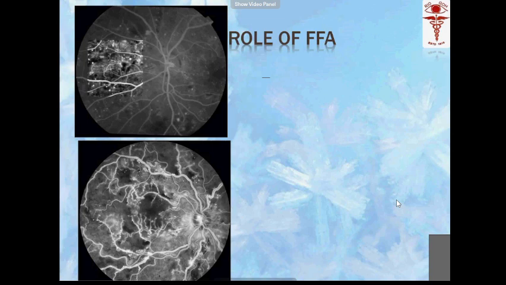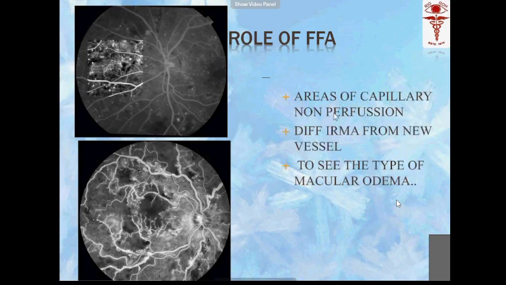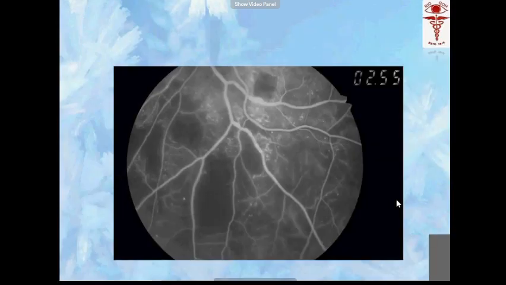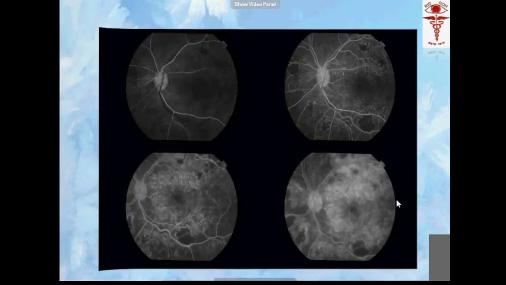So why we should do a fundus fluorescent angiogram or FFA is to assess the amount of capillary non-perfusion, which relates to the severity of the disease. And also we can easily differentiate between an IRMA and a NVE, and also we can see what is the type of macular edema. So these dark spots are where there are no capillaries. So this is the extensive ischemic retina.